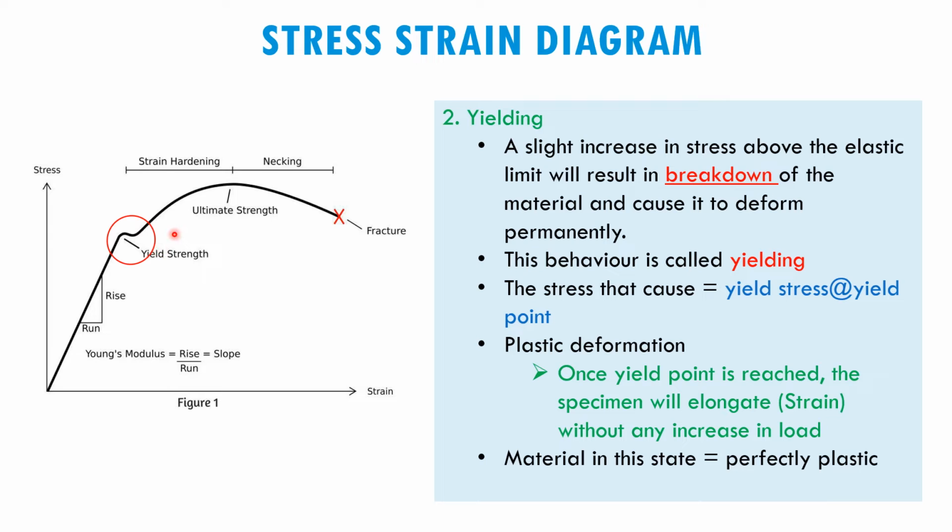For the plastic deformation, once the yield point is reached, the specimen will elongate. This specimen will start to elongate when we reach the yield strength point. The material in this state will be perfectly plastic.